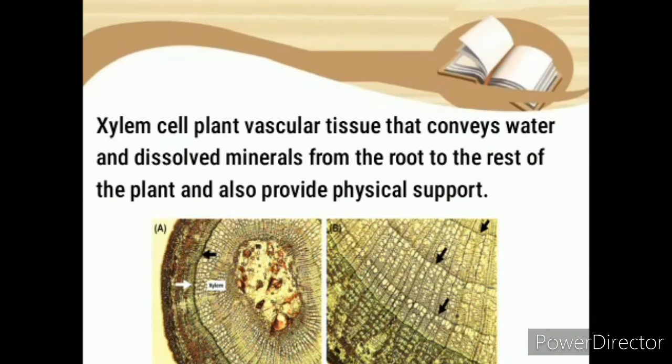Xylem cell plants vascular tissue that conveys water and dissolved minerals from the root to the rest of the plant, and also provides physical support. Xylem tissue consists of a variety of specialized water-conducting cells known as tracheary elements. The water-conducting xylem cells provide an external hydrophobic surface, facilitating water transport as well as mechanical strength.